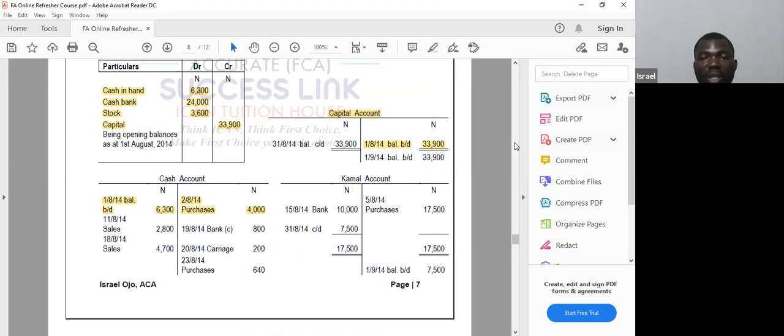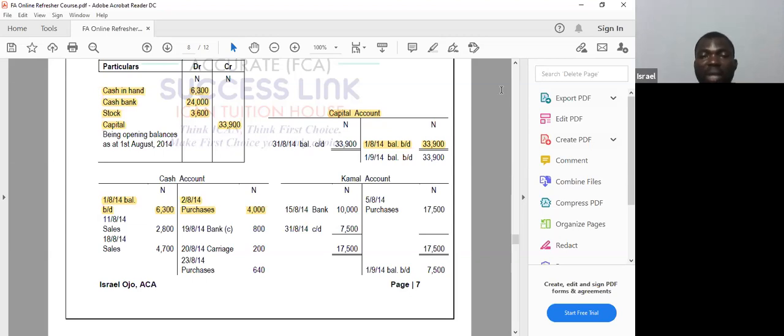So who did I purchase it from? I purchased it from Kama. Are you with me? So I have Kama to be what? To my payable, rather. If I purchase goods on credit, that's a payable. It means I'm owing the person. That amount is payable to that person. It means the amount I'm owing to that person is payable.